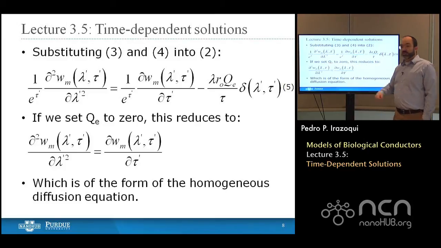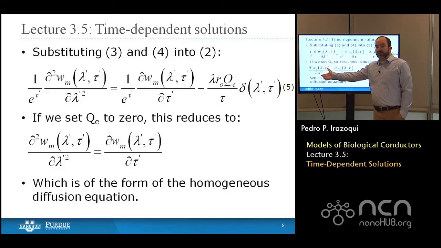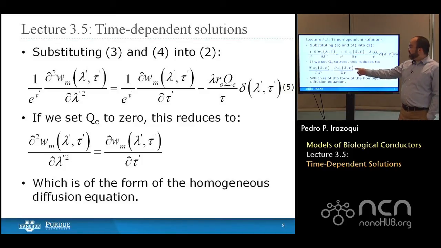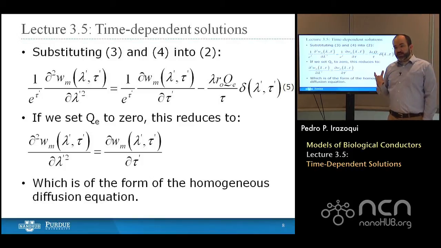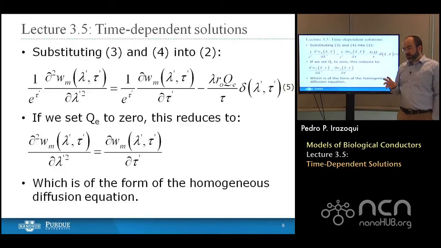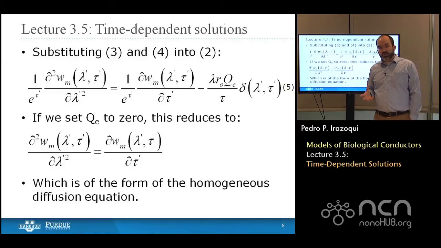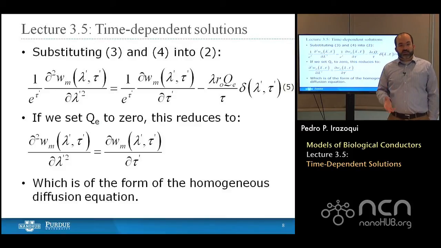If we set QE, the charge delivered, to 0, as we've done again and again, this term zeroes out, and the equation reduces to the second derivative of W with respect to lambda prime is equal to the first derivative of W with respect to tau prime. And that is of the form of the homogeneous diffusion equation. So this is exactly what we were after. We're trying to take a complex mathematical equation that we don't know how to solve and put it in the form of an equation with a known solution, in this case, the homogeneous diffusion equation, so that we can take that solution, plug it in, and solve by inspection.